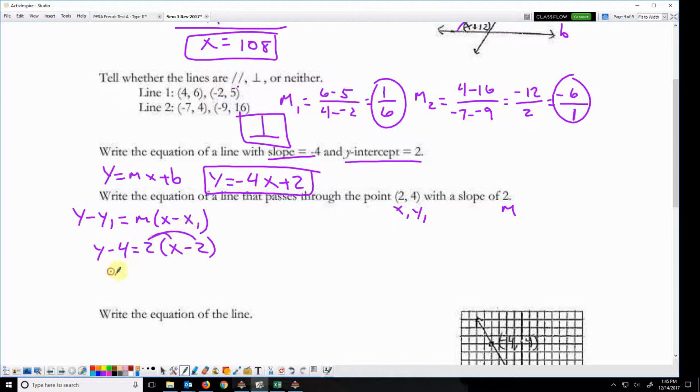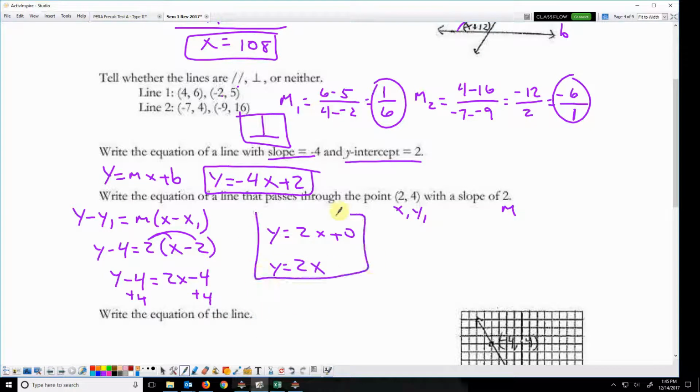Distribute the 2. Y minus 4 equals 2x minus 4. And then add this 4. Y equals 2x plus 0. Or, I don't really need to write plus 0. Y equals 2x. Either one of these would be just fine.